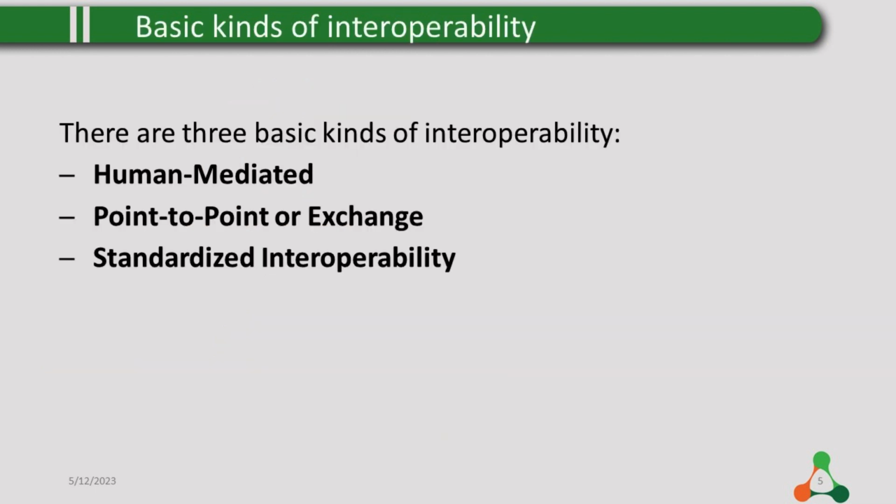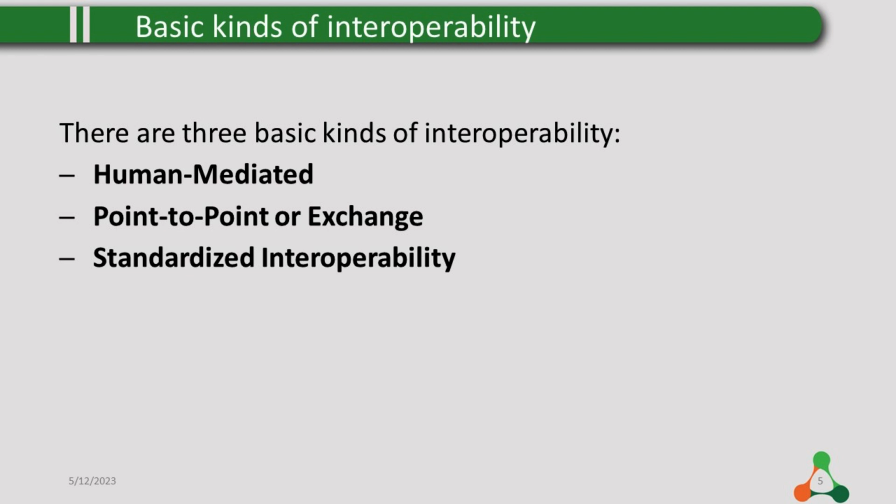Basic kinds of interoperability. There are three basic kinds of interoperability: human-mediated, point-to-point, and standardized. Human-mediated interoperability can be thought of as information moving between systems based on human interventions, such as data entry. An example of human-mediated interoperability is that, during a patient examination, the nurse takes notes on a paper form.